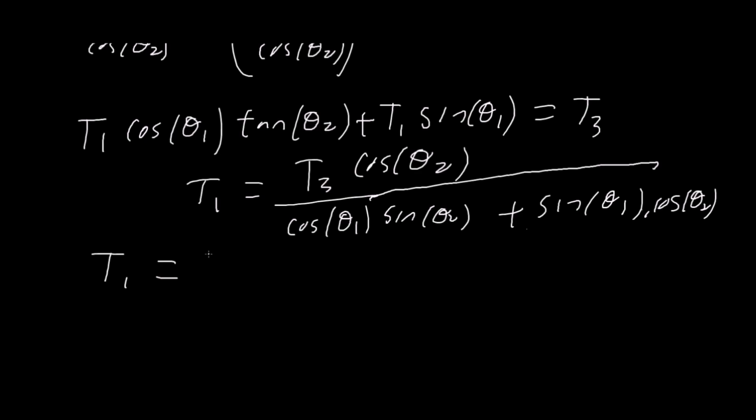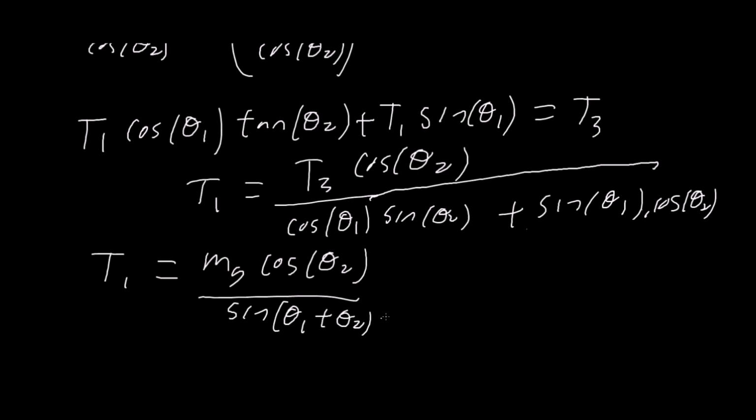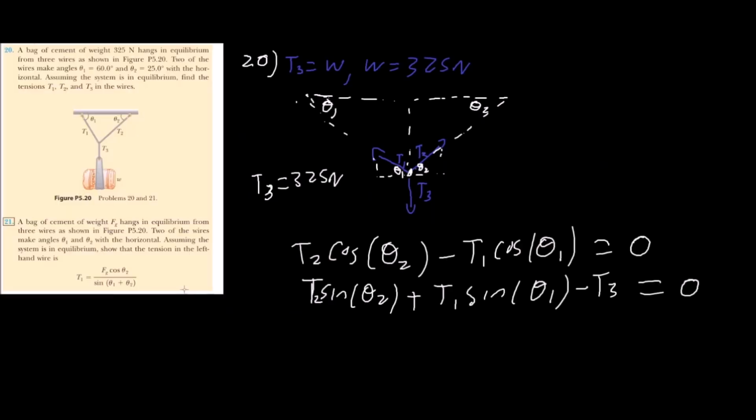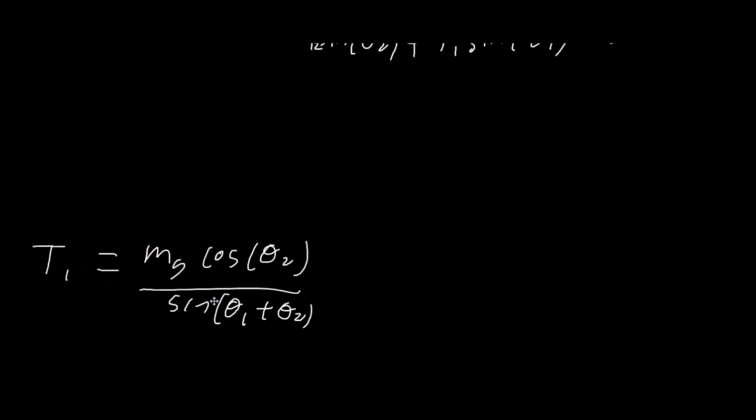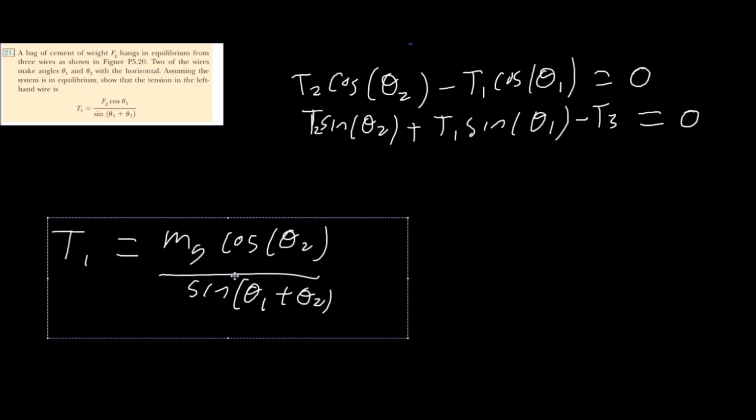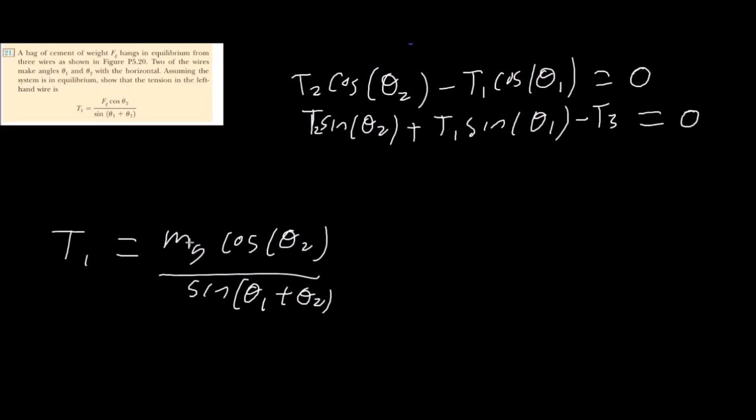I'm going to match it to whatever they have. Cosine of theta 2 divided by, and this is going to be the identity right here, sine of theta 1 plus theta 2. Let's see if that matches. Oh, that definitely matches. In fact, it matches exactly. So this would be G right there.